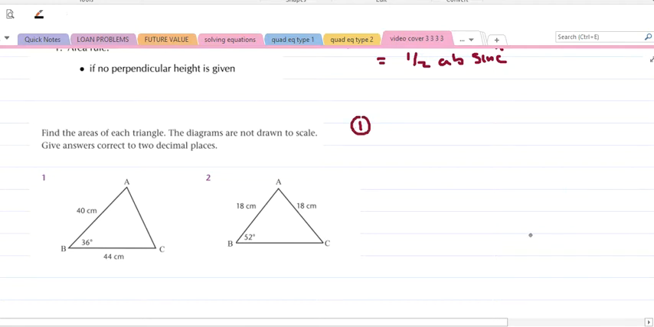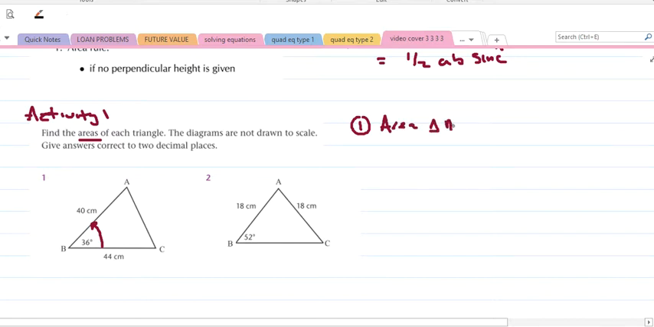If you look at number 1 in our exercise here, in our activity, we have triangle ABC with AB 40, BC 44 and angle B 36, which is the standard application of the area rule. We want to find the area of this triangle. You'll notice that the height of the triangle is not given, so we have to use the area rule.